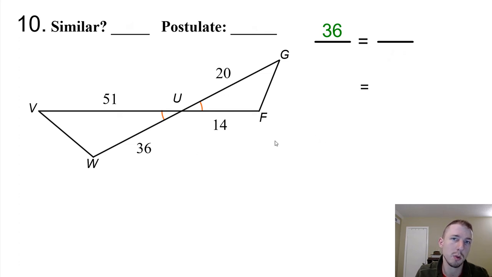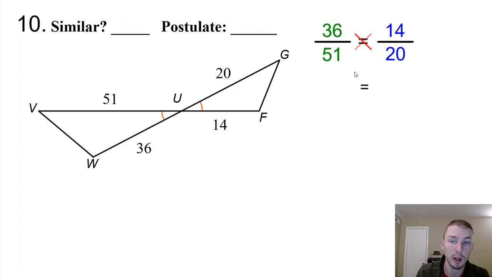The tricky part on this one is knowing which ones correspond with each other. And so the only rule we can really follow is the smaller one goes with the smaller one, the bigger one goes with the bigger one. So the smallest I have on this side is the 36. The smallest one I have over here would be the 14. So the 36 goes with the 14, just as the 51 goes with the bigger one of 20. So 36, 14, the bigger one of 51 goes with the 20.